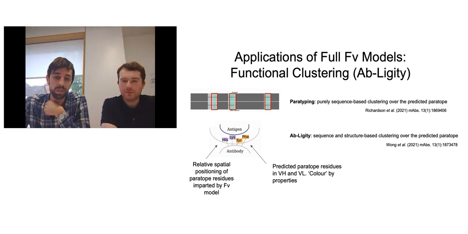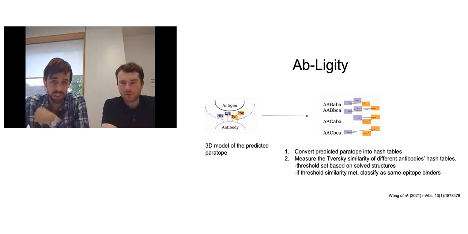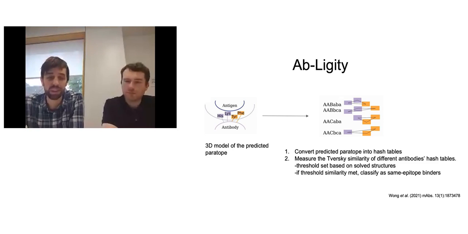And so this was the idea behind ABlgity, where we represent these antibody binding sites by the chemistries of the different residues, but also their spatial positionings. And we represent this via what are known as hash tables. So we can put these sort of triangular representations of how different residues on the antibody might talk to one another in the context of a binding site.